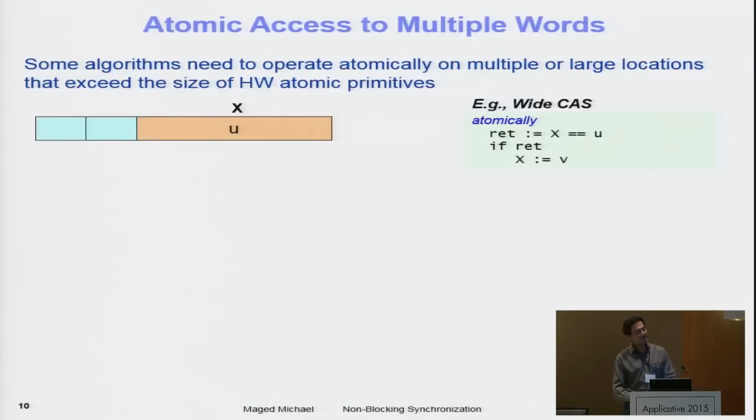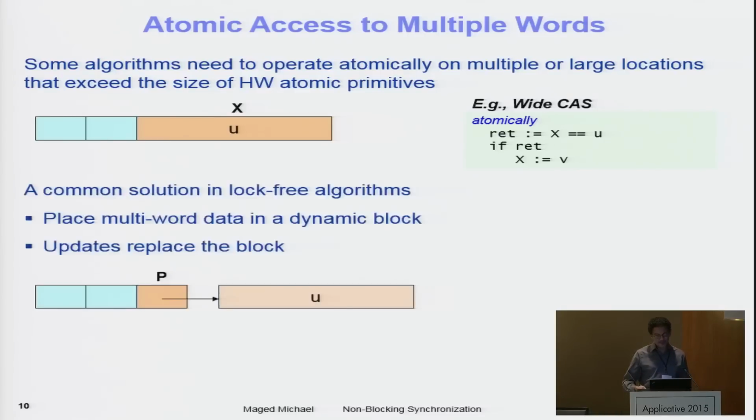This will be a running example in this talk. Let's say we want to implement a wide compare-and-swap. You don't have an operation in hardware that supports that, because, let's say, it's multi-word or spans multiple cache lines. No hardware supports that, so now you want to implement it in software.